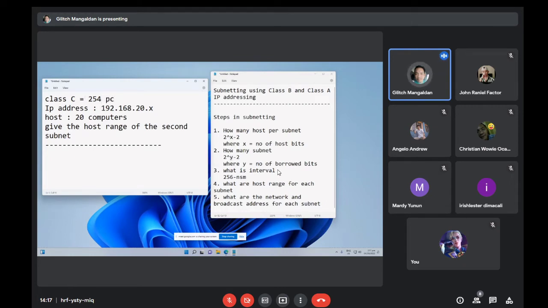Kaso ang gagamitin natin is only 20 computers. So yung 254 sobrang laki niyan. So we need to divide the network so that 20 computers can fit to it. Yan yung main purpose bakit tayo nagsasubnet. Okay, so let's now compute.